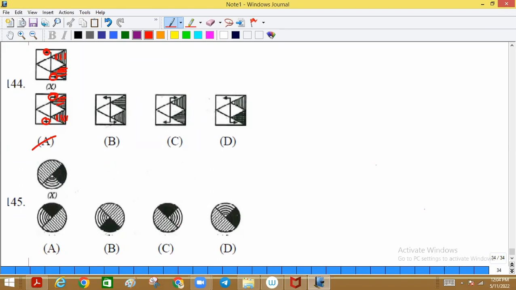D. I said that in case of water image, sides will not change. If I break here, this is on your right side, no? That will be on the right side only. So if you break here, it will be on your right side. So the answer is D.